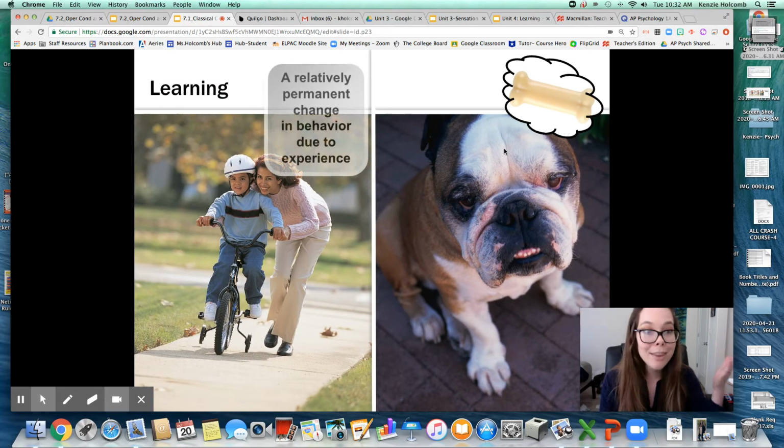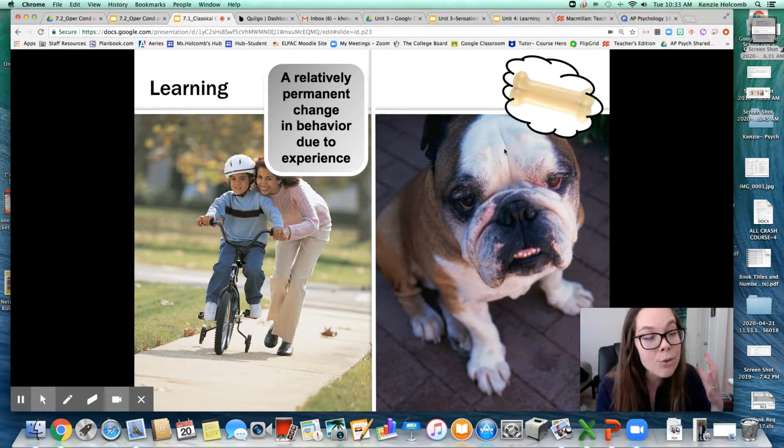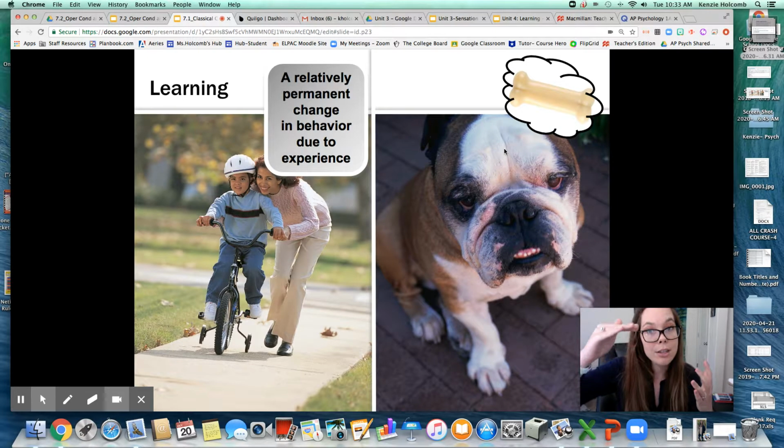So first, what the heck is learning? According to our psychology textbook, it's a relatively permanent change in behavior due to experience. The really big key words you should know are relatively permanent change due to experience.